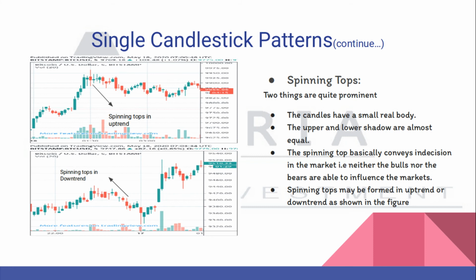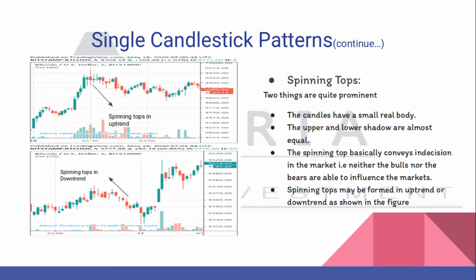Spinning tops are considered one of the major candle patterns that are formed, and they determine a large amount of the trend in the market. The two things that are quite prominent in spinning tops are that the candles have a small real body and the shadows are almost equal in size. They basically convey indecision in the market. That is, neither the bulls nor the bears are able to influence the market. In such a situation, it is important to understand what decisions to take at the right time in order to avoid your loss and maximize your profit.